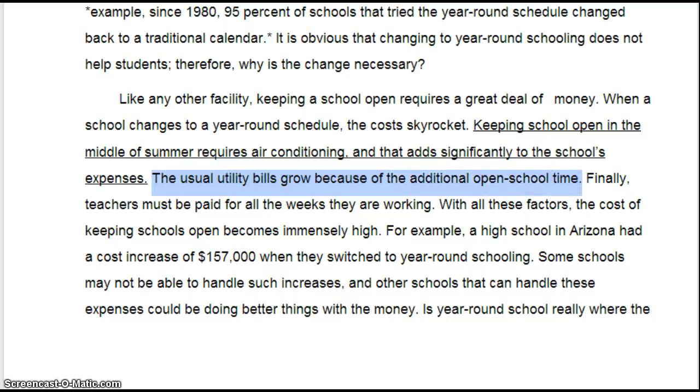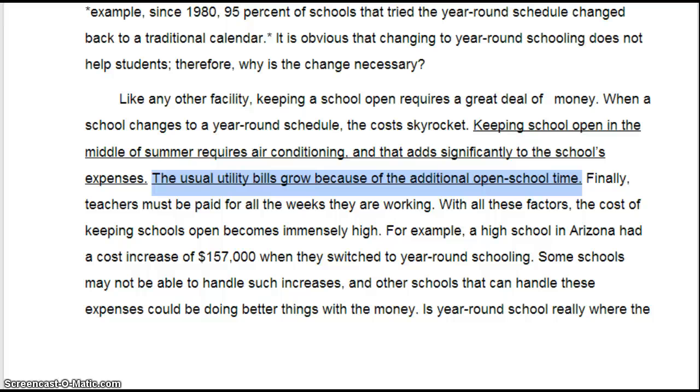And in that case, there is also no additional evidence there. So as we look at that, we see, okay, so we have increased money because of air conditioning and then increased utility bills. Utility bills would be like the water and the electricity, things like that. But we don't have any figures to go along with that as well. So that does not have any evidence to it.